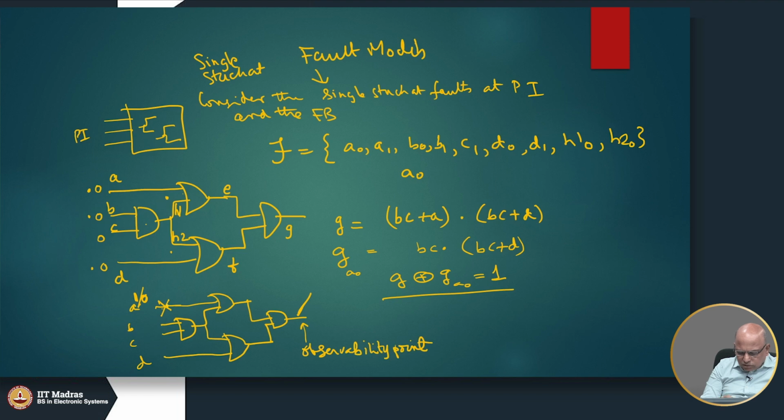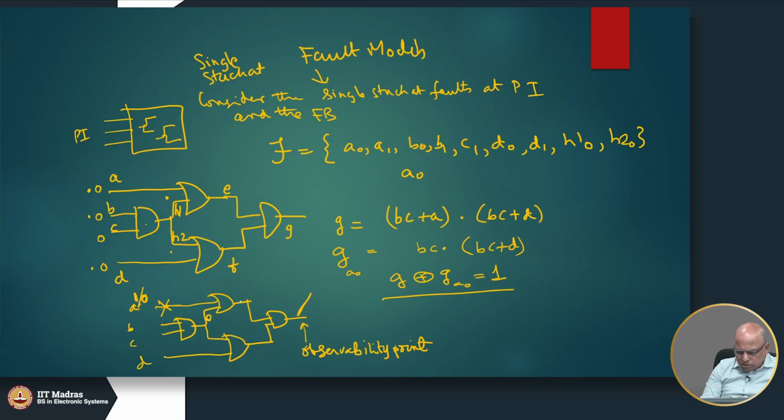So, the effect of the fault must be propagated. For that, I had to control this value. If I put it as 0 here, then the fault gets propagated further. If I put a 1 here, unfortunately, both the good and the faulty circuit will produce a 1 here. Okay. So, I must put a 0 here.